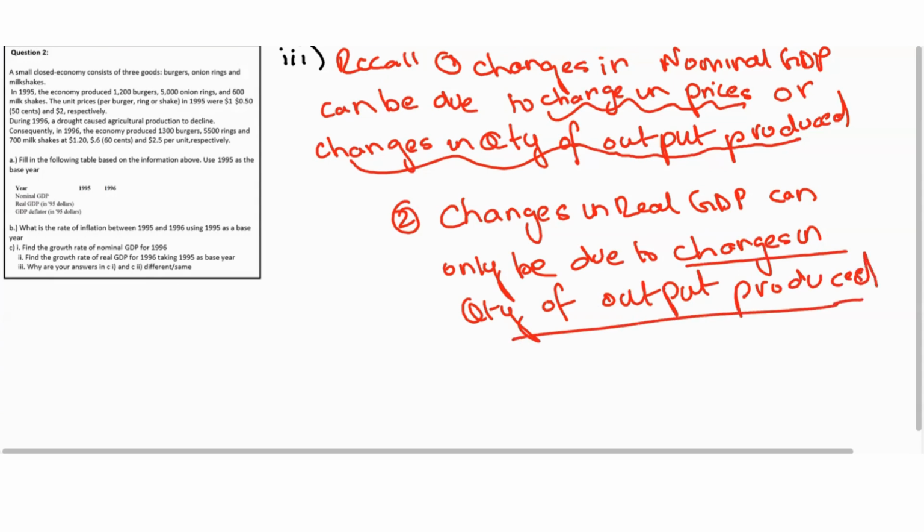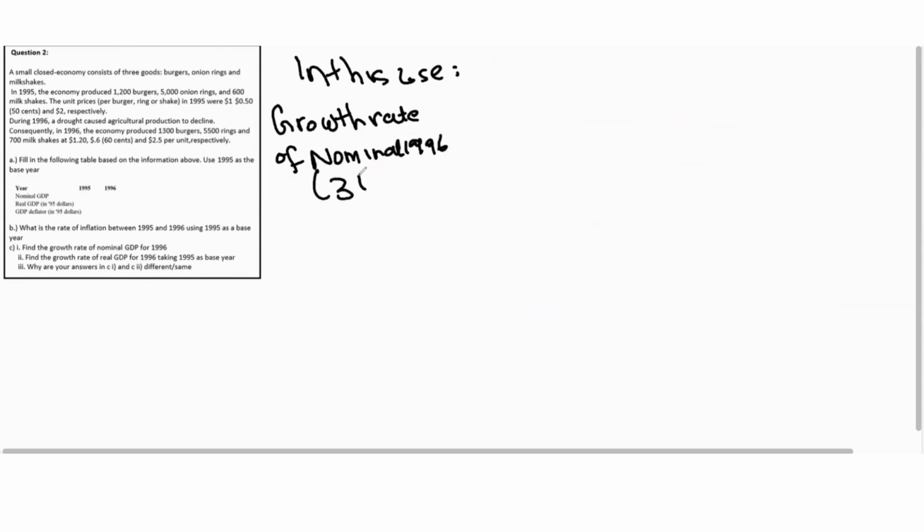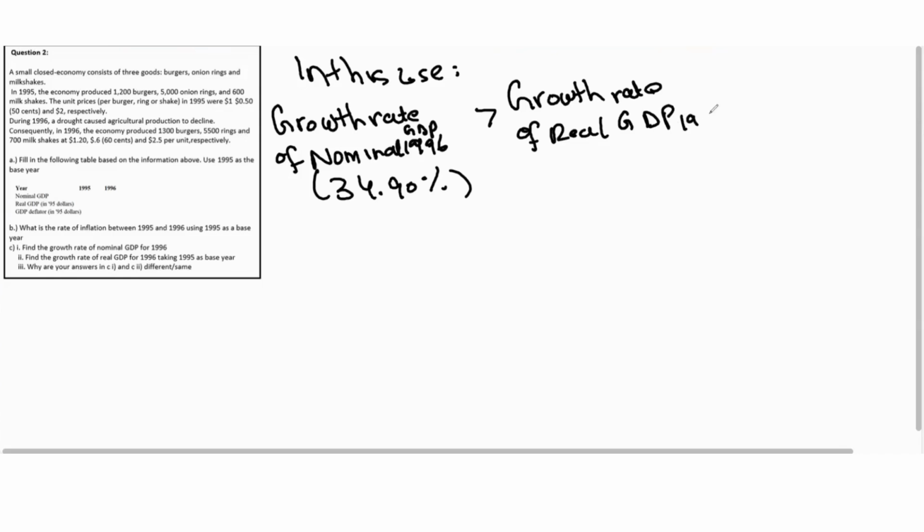So now, having this in mind, let's apply this to the question. In this case, we know the growth rate of nominal GDP. We just found these. The growth rate of nominal GDP in 1996 was 34.90%, right? This is greater than the growth rate of real GDP in 1996, which was 11.20%. So the growth rate of nominal GDP was more.